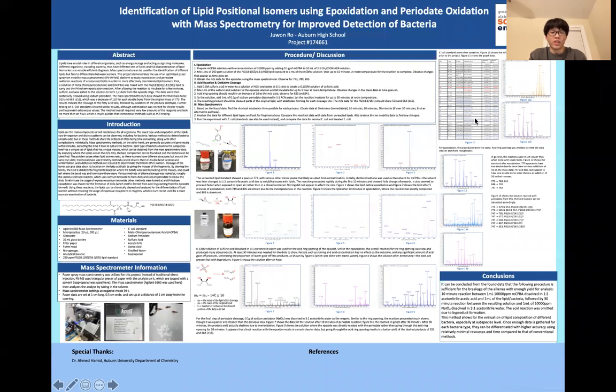Now, some further research is needed for the actual accurate interpretation of each of these masses, because in order to accurately distinguish the bacteria without having to eyeball it, so to speak, you would have to be able to figure out the real identity of these lipids and list them out so that a database could be created for the automation of the bacteria detection.